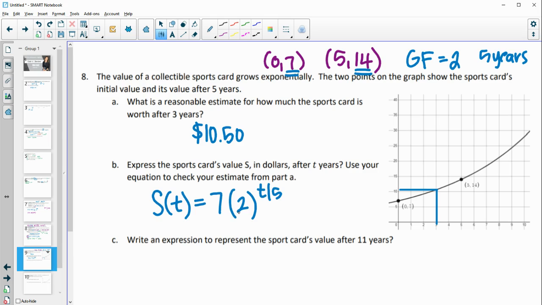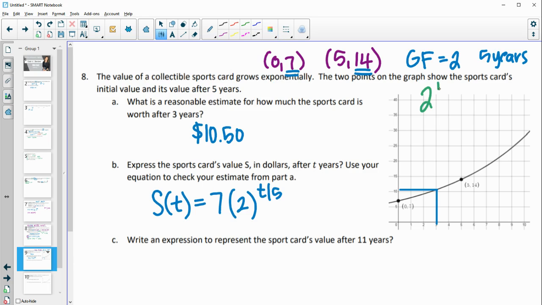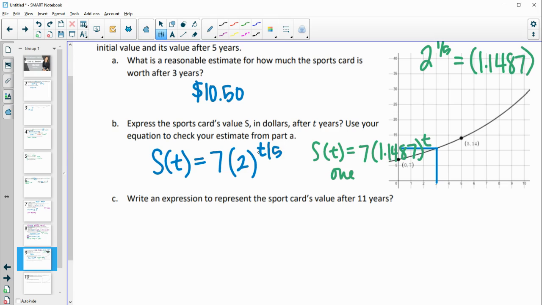You could also figure out what it did in 1 year. So if the growth factor in 5 years is 2, you could do 2 to the 1/5 power to split that growth factor into equal parts and get a growth factor of 1.1487 per 1 year, in which case your equation would be S of T equals 7 times 1.1487 to the T. So this would be for 1 year.